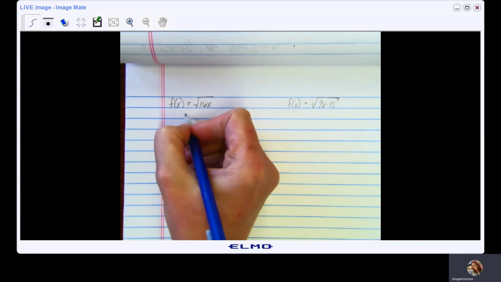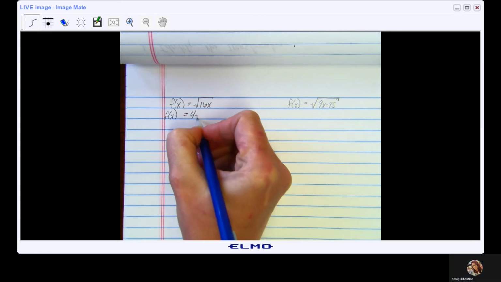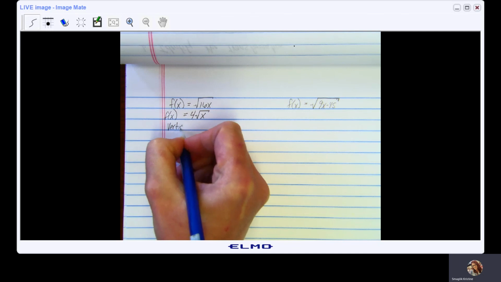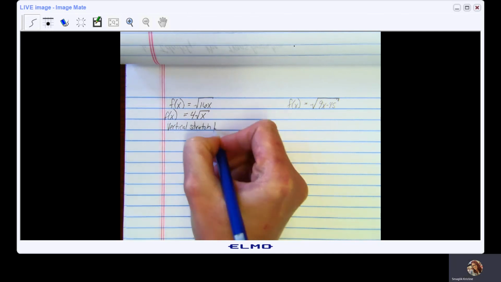I can already see, I'm not going to break it down all the way, but I can take the square root of 16. The square root of 16 is 4. And what's going to be left is x. So this just means my a value is 4. So I have a vertical stretch by 4.